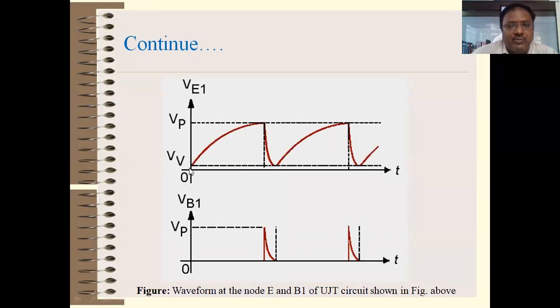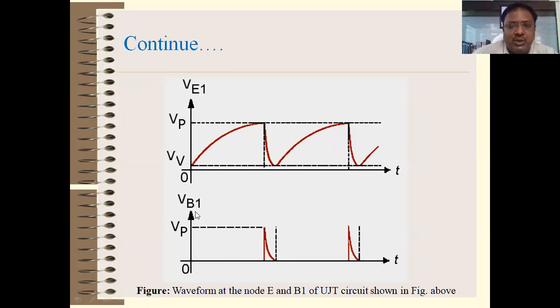Such type of waveform. See, this is the capacitor voltage. Your capacitor starts to charge, and when it goes to VP, then the UJT turns on. Once the UJT turns on, the voltage will develop across resistor R2. This is the actual triggering pulse, right?